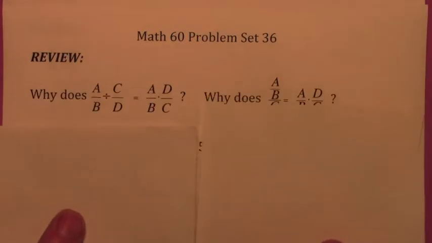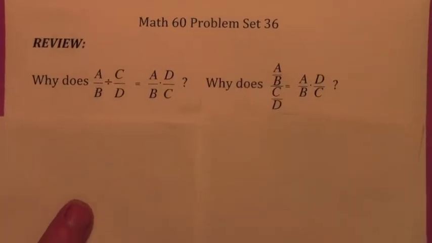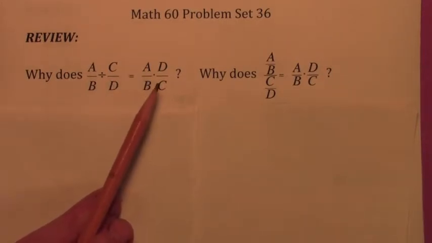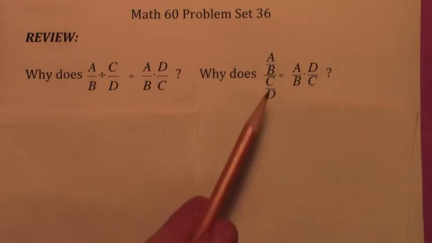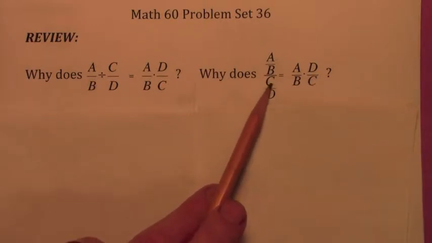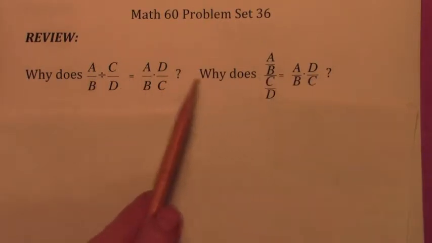Before we do that, though, let's answer that question about dividing fractions. Why does that work that way? How come when you divide a fraction by another, you keep the first one the same and multiply it by the reciprocal? Or you could say, how come when you have one fraction over another, you keep the top fraction the same and multiply by the reciprocal of the bottom fraction, right? These two things are saying the same thing.